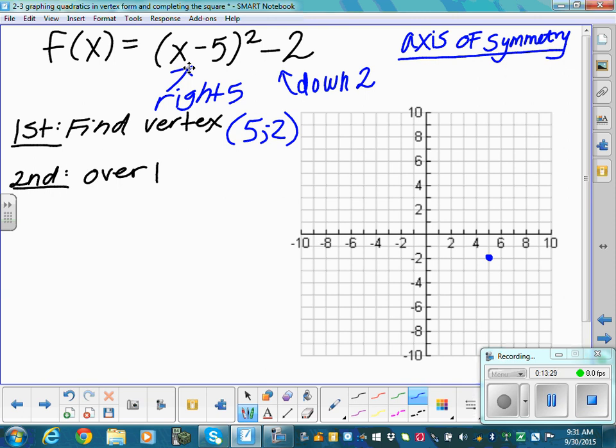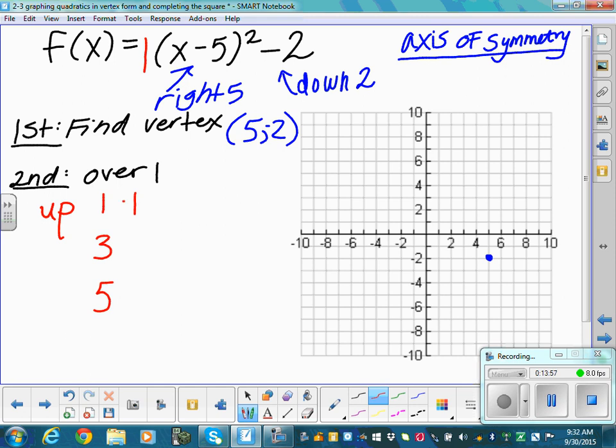Now we just have to plot the acceleration. No matter what, you go over 1. Are we going to be going up? Well, what's my a value? My a value is 1. So I'm going to write that in there. Is that a positive 1? So we are going to be going up, and then I write it down like this: 1, 3, 5. I'm not going to do 7 because it's going to go off the graph. So 1, 3, 5. Now multiply those each by your a value.